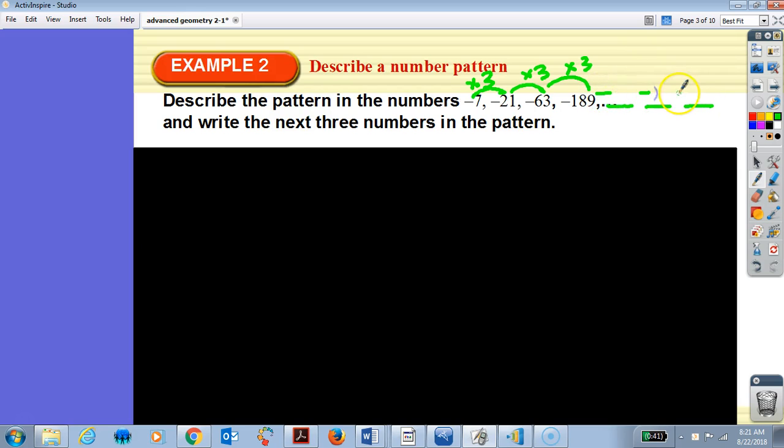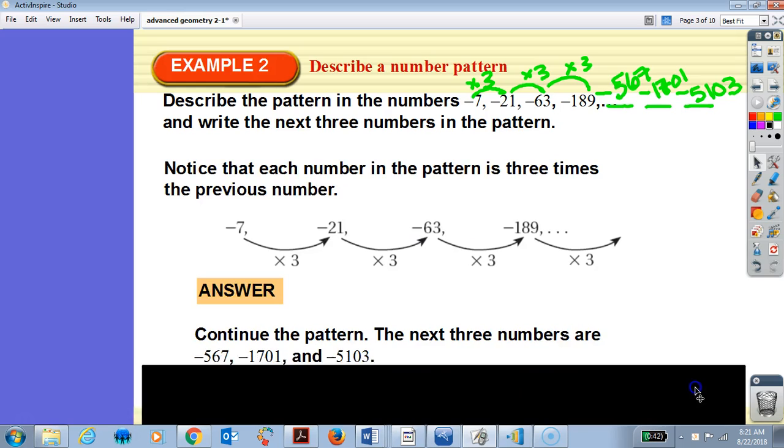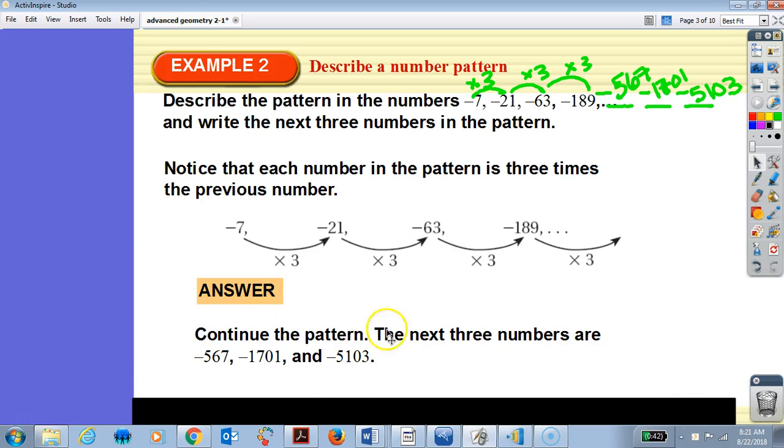I know one thing. I know they're negative. What is 189 times 3? 567. And next? 1,701. And the last one? 5,103. Perfect. So those are our next 3 in our pattern.